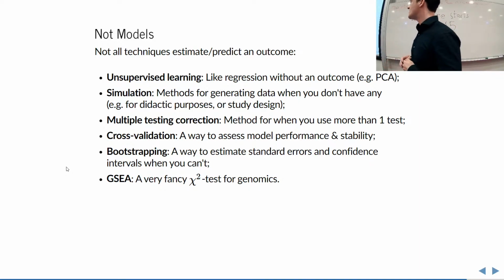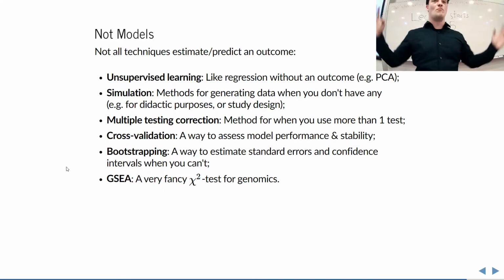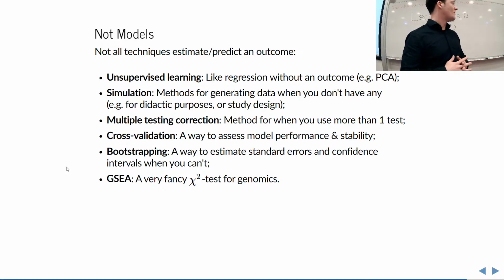Then the last subject we're going to cover that is not really a model, in one of the last lectures by Harold, is gene set enrichment analysis. It's an example of a specialized technique, but it's very common in genomics, which is a kind of chi-squared test, but it's more like a whole method where you do different things. So it's not really a model.